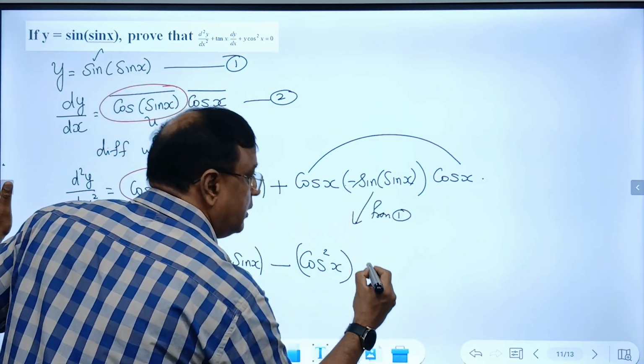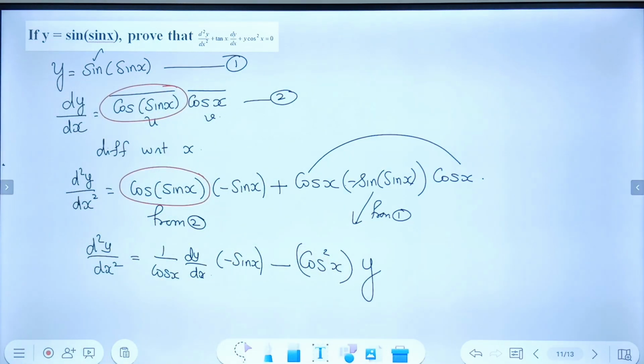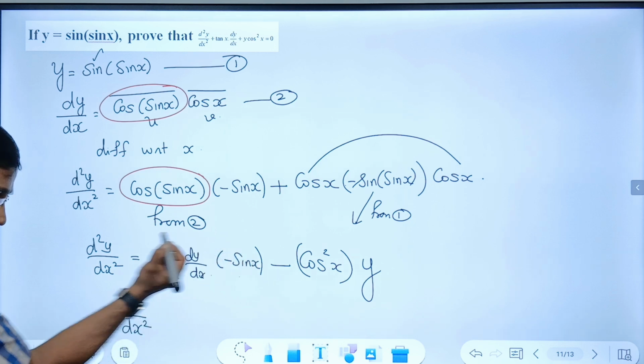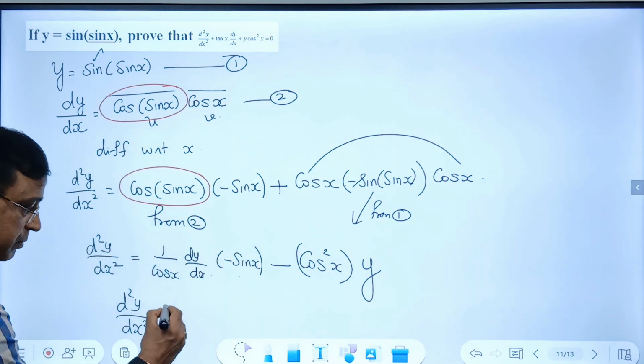From 1, it is y. Okay? So now what happens? d square y by dx square, bring this term this side. So minus will become plus.